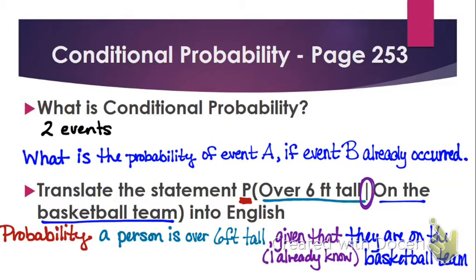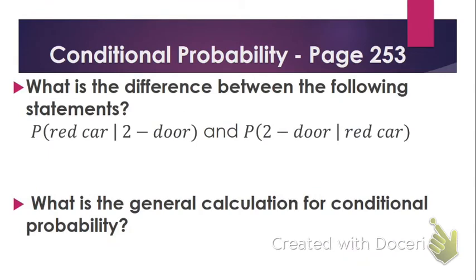So then number 2 on page 253, we translated this statement. When I have that capital P in front of parentheses, it's probability. So the probability that a person is over 6 feet tall, and then that straight up and down line we read as given that. It means I already know this thing coming next has happened. So given that, or I already know, they're on the basketball team. So now I want to look down at number 3, because these two statements, when they're written in this notation, they look almost identical, but they have very different meanings.